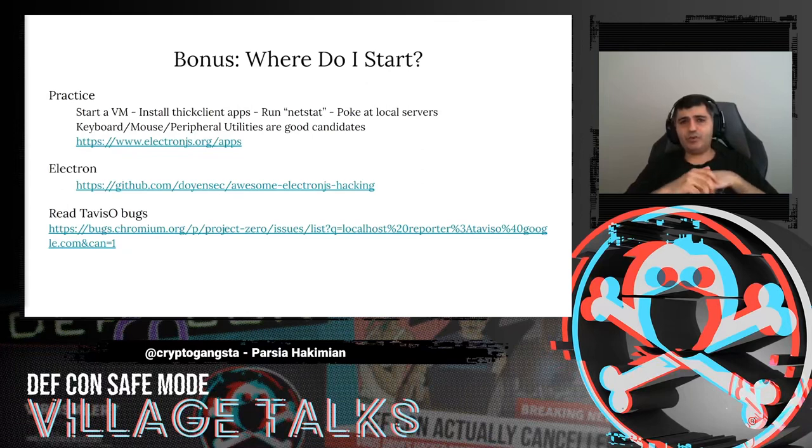If you want to learn more about hacking Electron, there is a GitHub repository with a bunch of links, a lot of useful information, a lot of great research, a lot of great bugs. And last but not least, read Taviso's bugs. The awesome bug that I told you about that hasn't been disclosed was two Taviso bugs mixed together. So I combined two of them and it worked. So that was great.